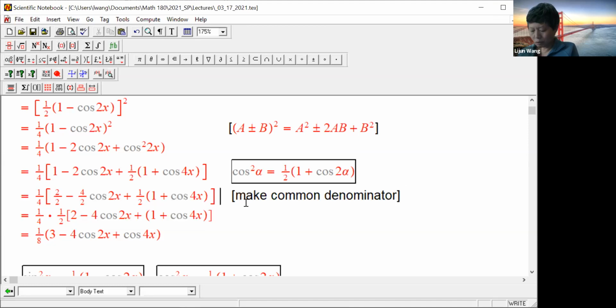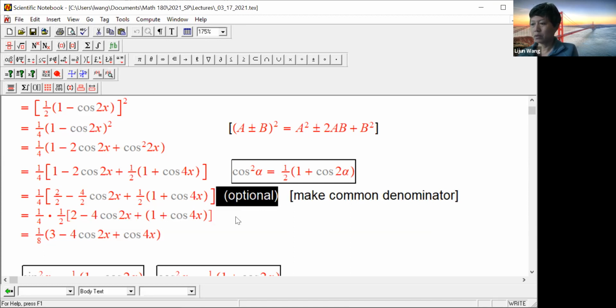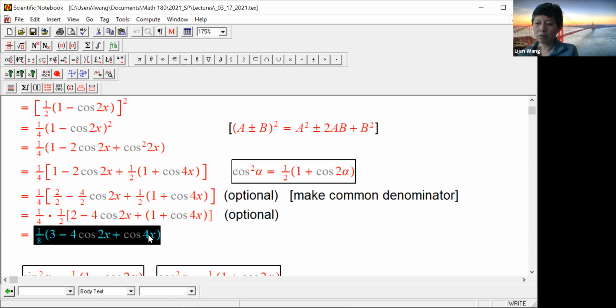All right, so these 2 steps are optional, and this step is also optional. But it's absolutely necessary for you to do this last step correctly.